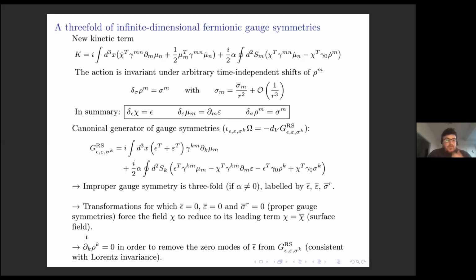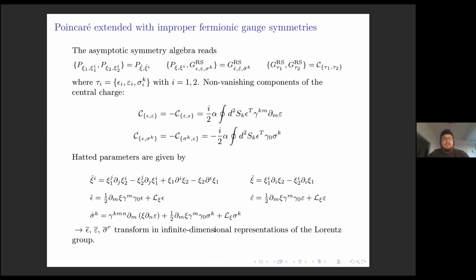Another thing that we have to impose is this condition on rho in order to remove the zero modes of epsilon bar from the canonical generator. But this particular choice is very nice because it's consistent with Lorentz invariance and supersymmetry, which I will show you next. So the asymptotic symmetry algebra is going to be Poincaré extended with improper fermionic gauge symmetries of this form. This is the algebra, and we can see here that the Poisson bracket between fermionic generators is now going to be centrally extended. So we have a non-trivial central charge.